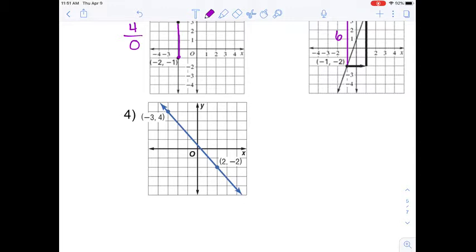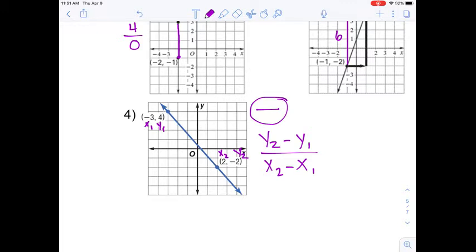Number 4, we have a line that's going downward, so this is going to be a negative slope. For this one, I'm going to use that formula y2 minus y1 over x2 minus x1. So I have 2 coordinates here. I'm going to label this as x1, y1, x2, y2.